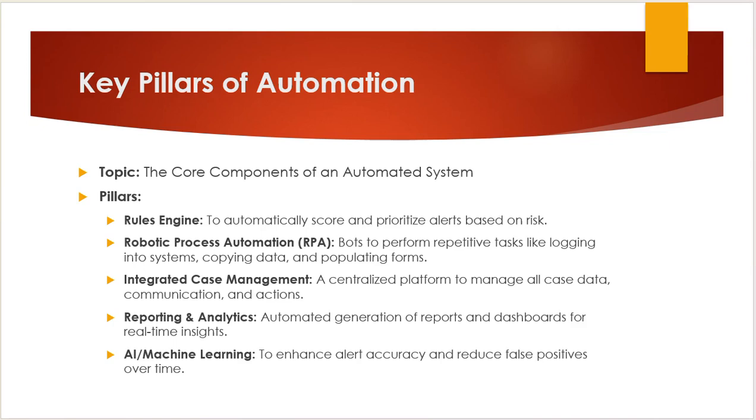So what are the key pillars for automation? The core components of an automatic system. What are the core components, or what things do we need to implement so that the case management process will go automatically? So first, a rule engine we need to build to automatically score and prioritize the alerts based on risks.